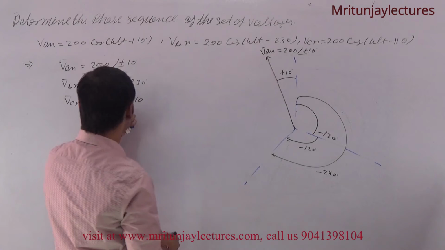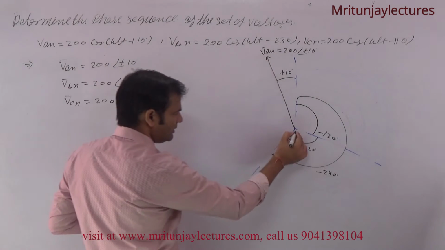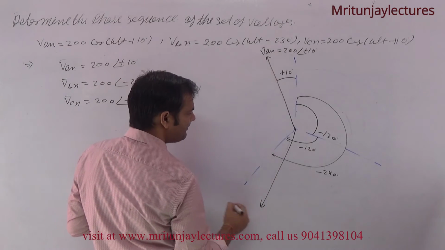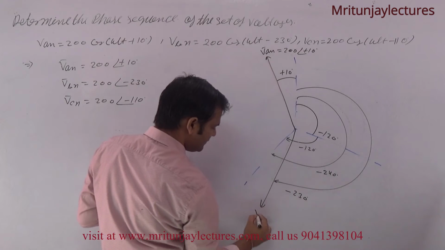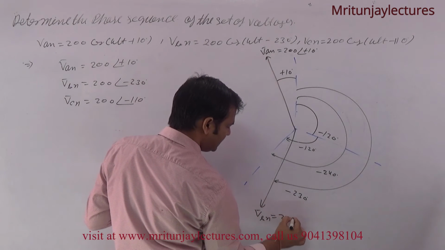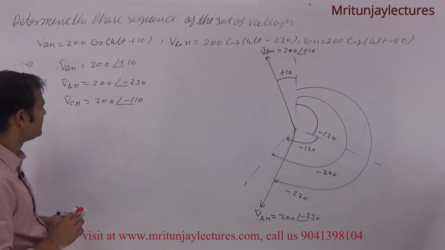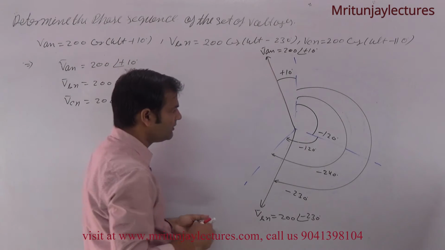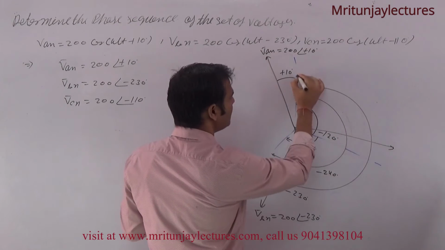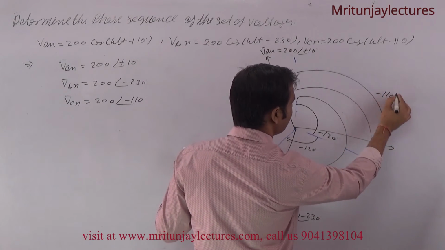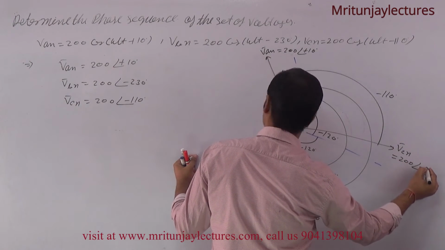So our motto is to draw the phasor corresponding to this one, like this. Okay. This angle is minus 230, so VBN is written as 200 at the angle minus 230 volts. Okay. And what about VCN? Minus 110. It is represented here like this. This angle is minus 110, that is VCN, and that is 200.